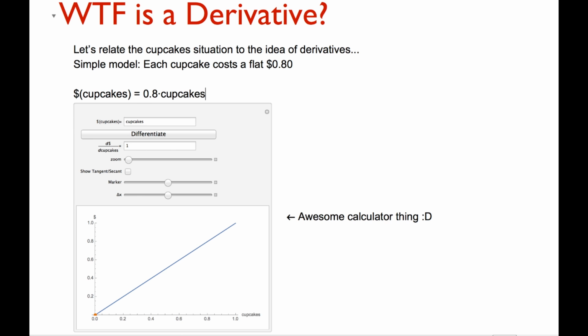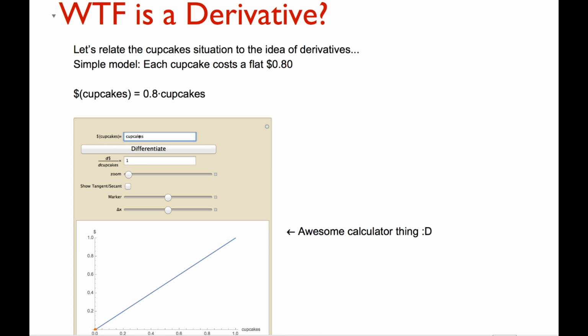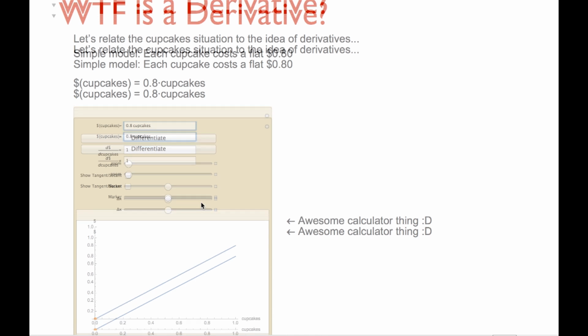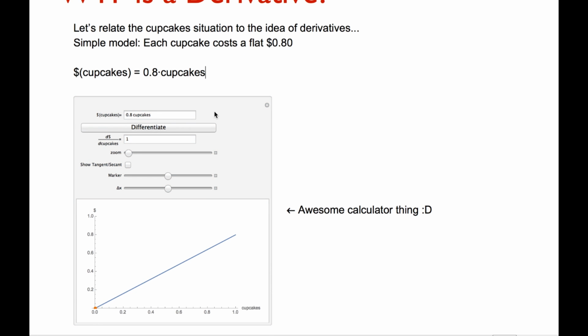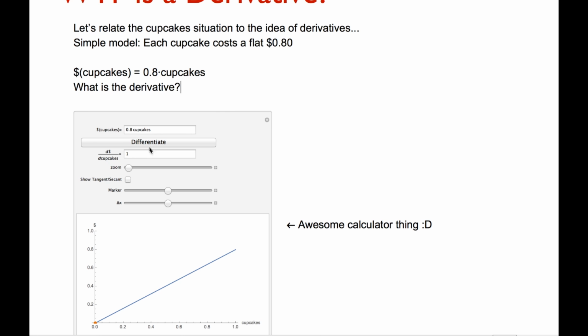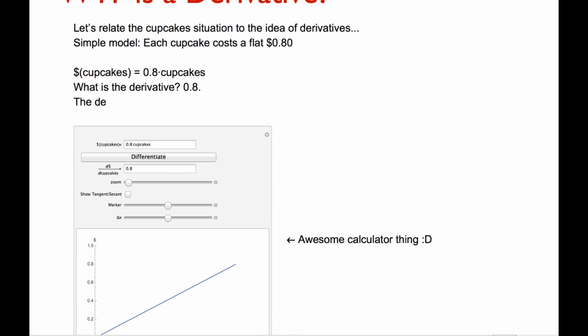And of course, we know that the function is simply the number of cupcakes you buy times $0.8. So what's the derivative? Well, you may have noticed this differentiate button, and when you press it, you get 0.8. In this case, that's fine, because the derivative of a linear function is simply the slope, and the slope reflects the price of a single cupcake.